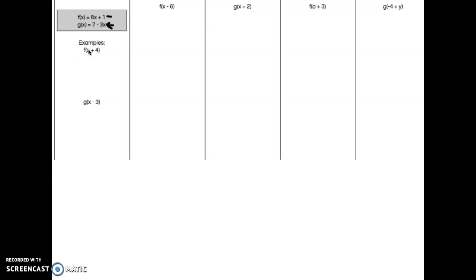Let's jump in here to this first one, f of x plus 4. I'm going to start by writing my f function, which is 8x plus 1. And it wants you to substitute in parentheses this x plus 4 instead of x. So instead of 8 times x, I'm going to have 8 times x plus 4, and also plus 1 at the end. Since this is in parentheses, I'm going to need to distribute. I've got 8x plus 32 plus 1. So this should be 8x plus 33.